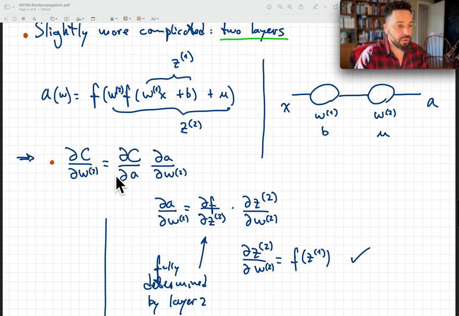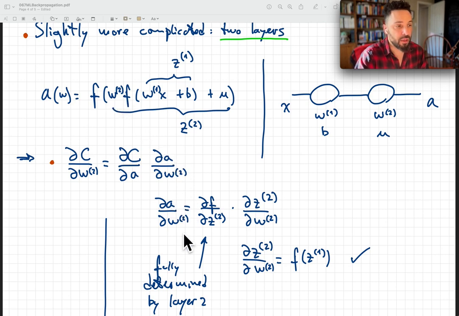As we were saying before, dC/da is always going to be tagging along for the ride. It depends on the form of the cost function and nothing else. Of course, this will be evaluated at the output of the network. But other than that, this is where the complication enters. So da/dw2 is the change of A with W2, and that's encoded in here.